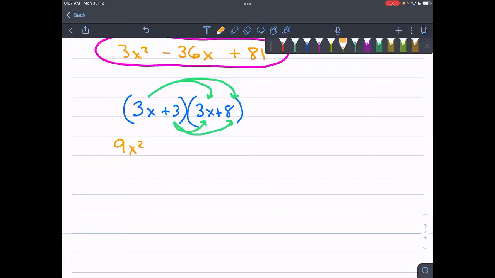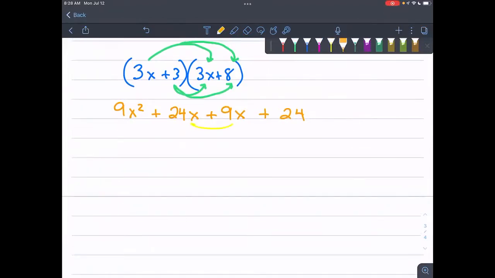And then 3x times 8, 24x. Then in the middle, 3 times 3x, 9x. And then 3 times 8, 24. Like terms in the middle we can put together. 9x squared doesn't have anything to go with it, but 24x and 9x, 33x plus 24.